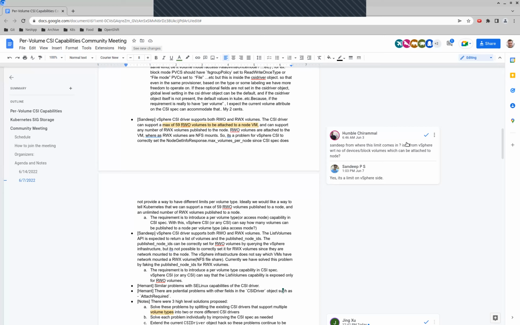So I guess we can consider it as something that could be improved on the CSI spec side, but given that there is a solution that already works, I find that one less critical.